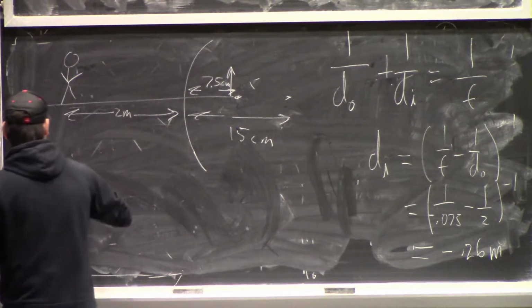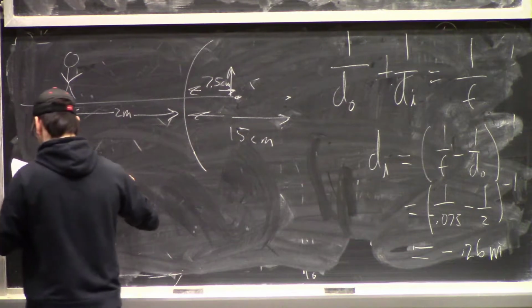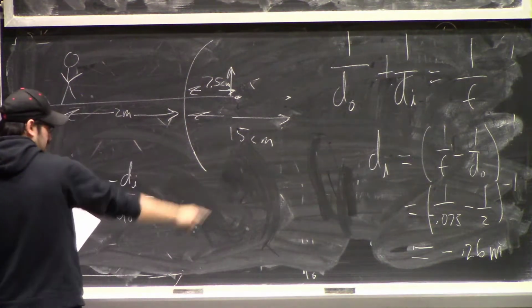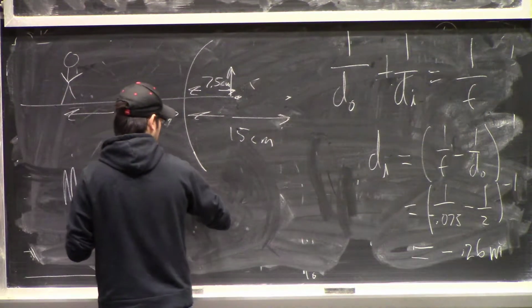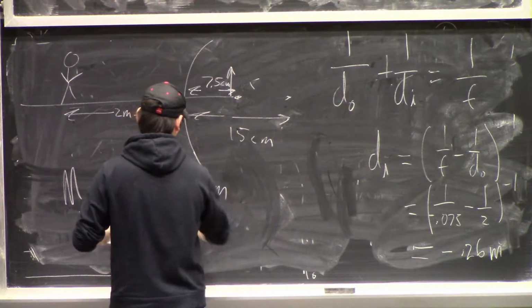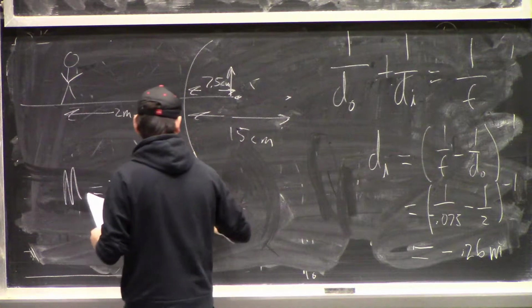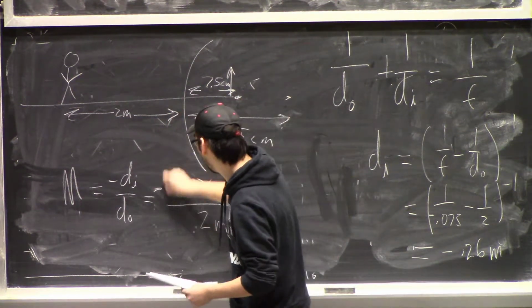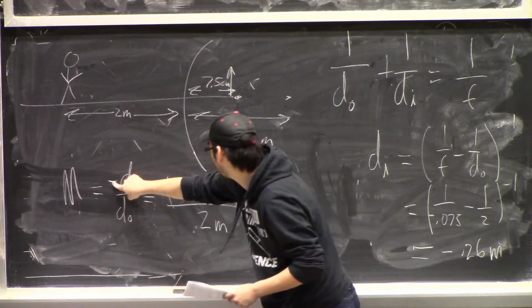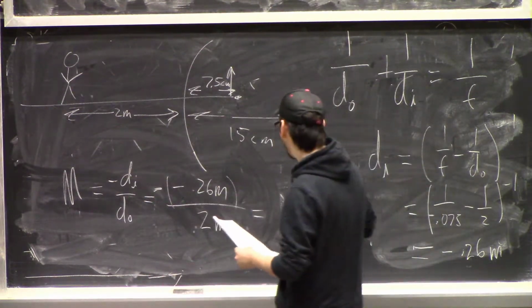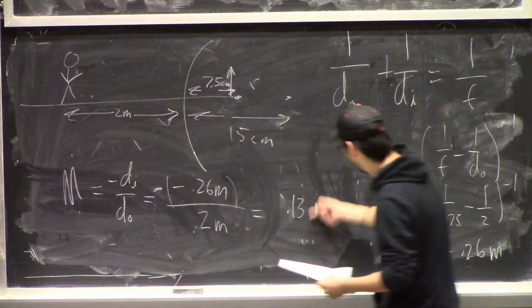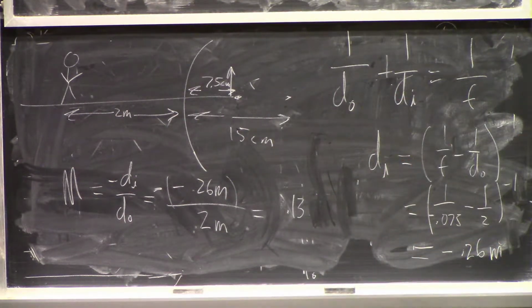We say the magnification M is going to be equal to minus di over do. And now here we need to plug in this negative 0.26 meters divided by the distance to the object, which is going to be 2 meters. And so this is going to be equal to, I have an additional negative sign here because it had this negative sign and this negative sign. And this is going to be equal to 0.13. Just 0.13 is the magnification.